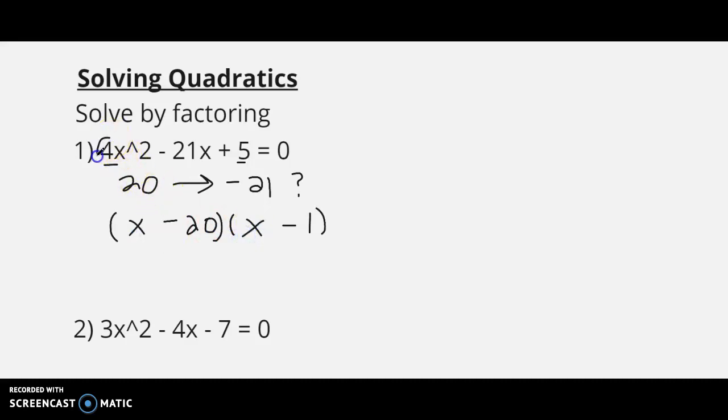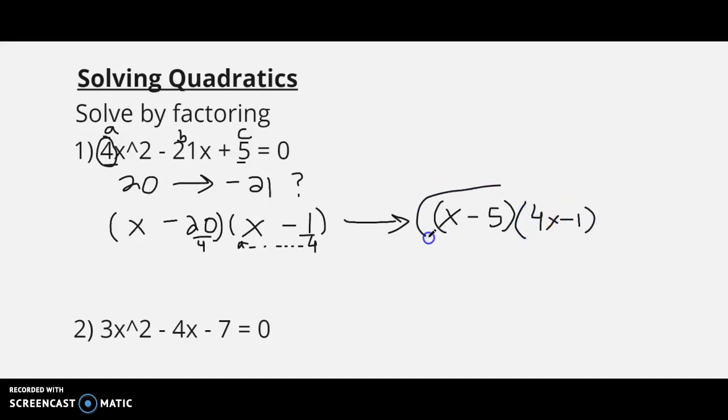Now we're going to go back to our a number. So remember, a standard form of a quadratic: a, b, and c. And then you divide each of these by a. And if it divides, great. 20 divided by 4, 5. So we have x minus 5. But if it doesn't divide, you take the denominator and put it in front of the numerator. So we're going to have 4x, denominator in front of the x, I'm sorry. So we're going to have 4x minus 1. So our factored form, x minus 5, 4x minus 1.